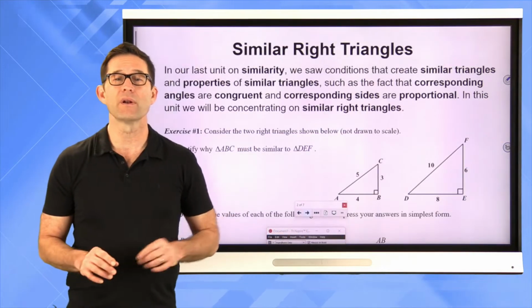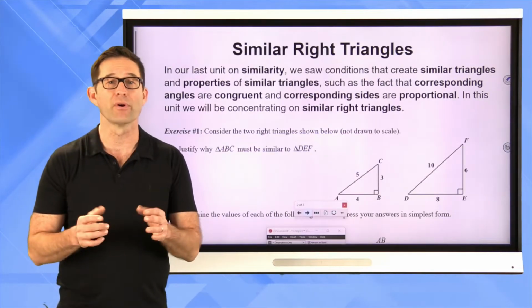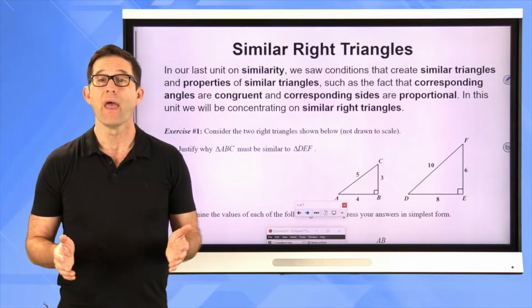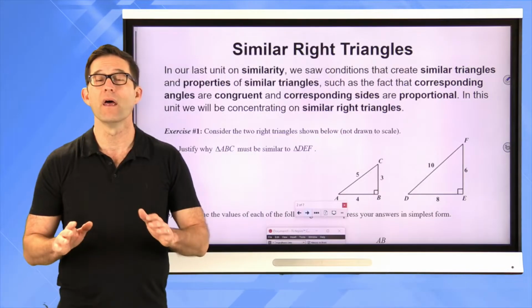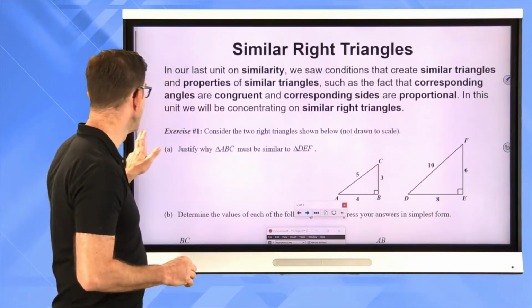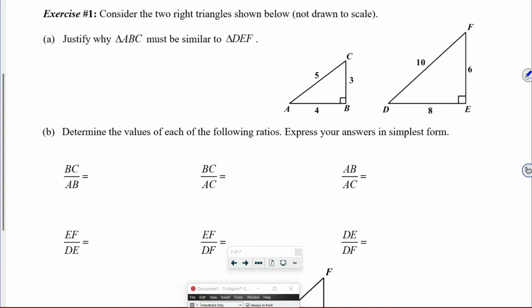Now, in our last unit on similarity, we saw conditions that create similar triangles and properties of similar triangles, such as the fact that corresponding angles are congruent and corresponding sides are proportional. In this unit, we will be concentrated almost exclusively on similar right triangles. So let's take a look at exercise number 1. Consider the two right triangles shown below, not drawn to scale. Letter A. Justify why triangle ABC must be similar to triangle DEF.